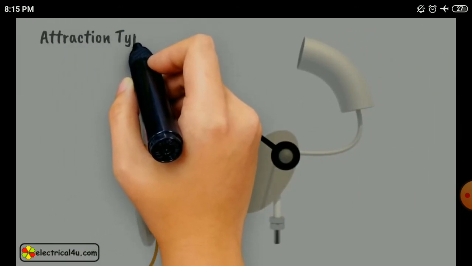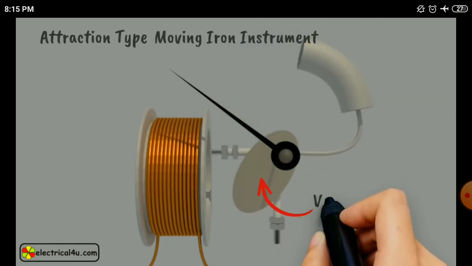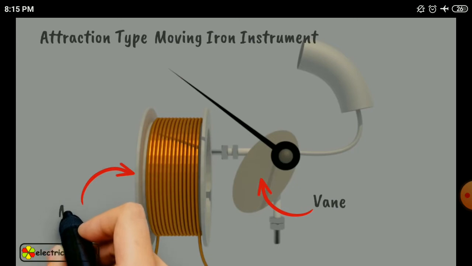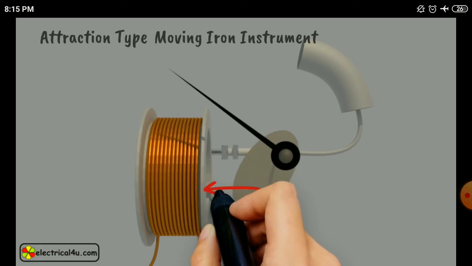Now let us come to the attraction type moving iron instrument. A piece of soft iron vane is placed nearer to a magnet so that it would be attracted by the magnet. The force of this attraction depends upon the strength of said magnetic field. If the magnet is an electromagnet, then the magnetic field strength can easily be increased or decreased by increasing or decreasing current through its coil, so that the single soft iron vane is mounted on the spindle and it is attracted towards a coil.